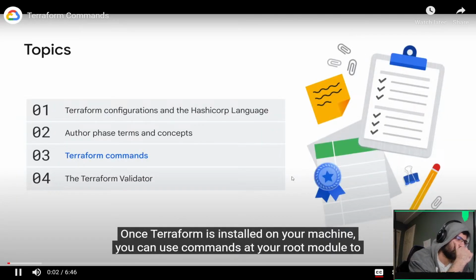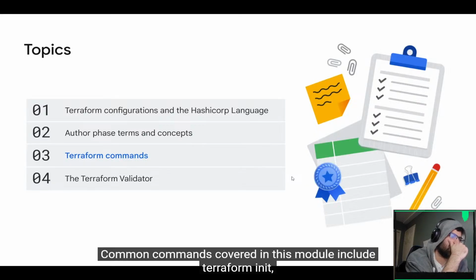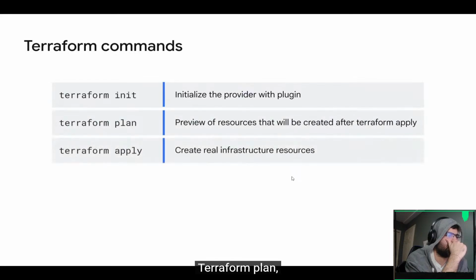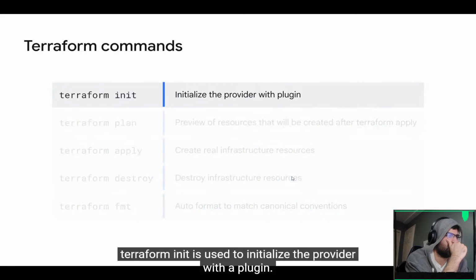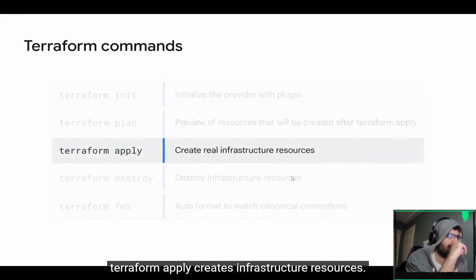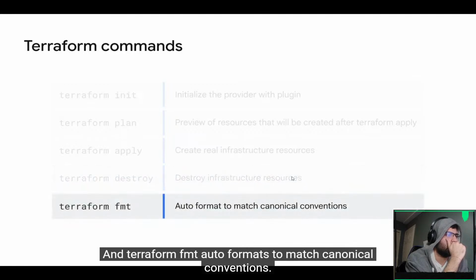Once Terraform is installed on your machine, you can use commands on your root module to interact with Terraform. Common commands covered in this module include terraform init, terraform plan, terraform apply, terraform destroy, and terraform fmt. Terraform init is used to initialize the provider with a plugin. Terraform plan provides a preview of the resources that will be created after terraform apply. Terraform apply creates infrastructure resources. Terraform destroy, as the name suggests, destroys infrastructure resources. And terraform fmt auto formats to match canonical conventions.